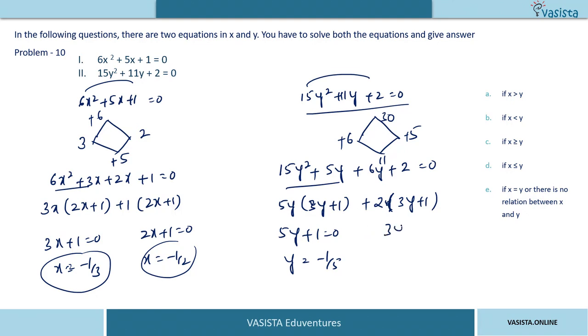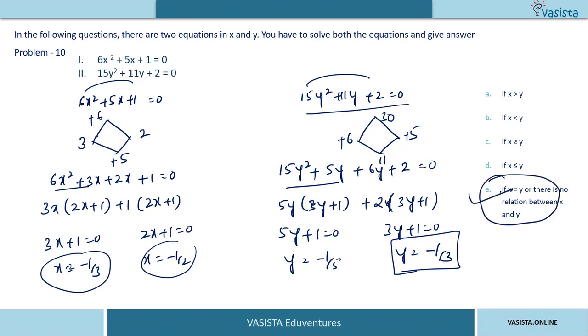Alright. 3y plus 1 is equal to 0 or y is equal to what? y is equal to minus 1 by 3. Okay. Minus 1 by 3, minus 1 by 3 is there. Minus 1 by 2 is here and minus 1 by 5 is there. There is no relation we can find, so that's what, option E is the right one.